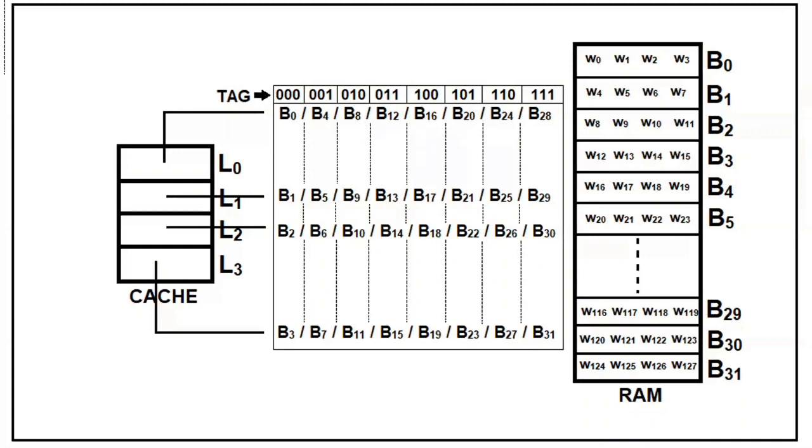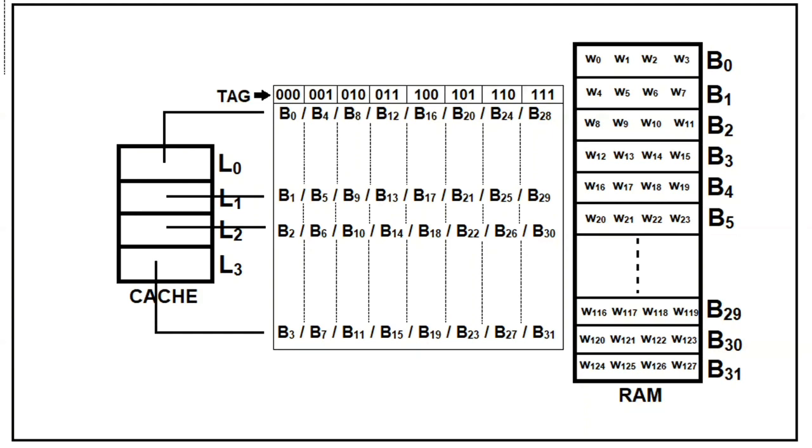Now this is the tag. Listen carefully: there are 8 particular blocks mapped to the same line of the cache. Here are B0, B4, B8, B12, B16, B20, B24 and B28. These 8 blocks are mapped to the same line L0. So how do we distinguish them? That is why we need a 3-bit tag in this case.